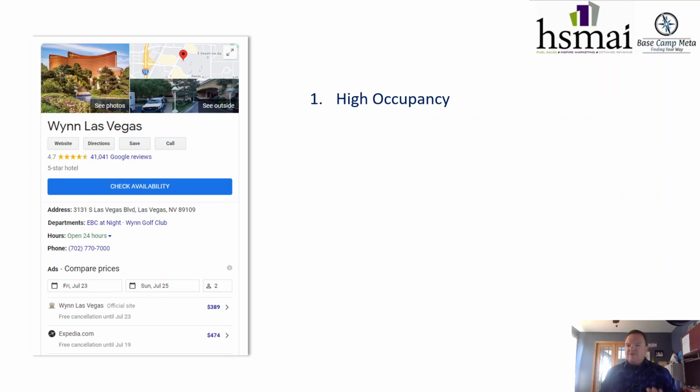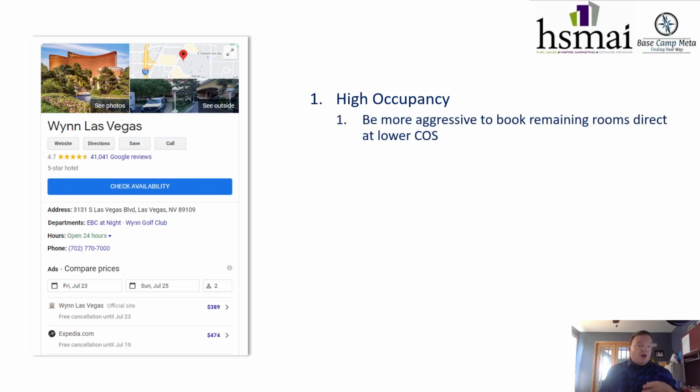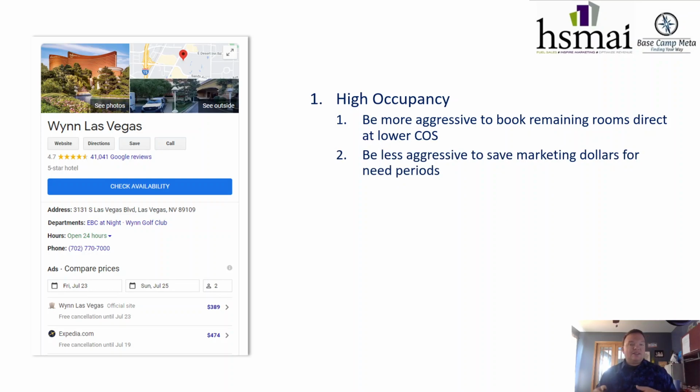So let's say, for example, that you're at high occupancy. On one hand, you could say I want to be more aggressive and book those remaining rooms directly, as opposed to taking them at a higher cost of sale through one of the OTAs. So that's definitely a legitimate strategy. I don't want to pay out the high cost of sale. All I want to take now are my direct bookings. Okay, fine. But also conversely, I could say that I want to be less aggressive to save those marketing dollars for the need periods that we mentioned earlier, right? Both of those are valid philosophies, and it depends upon what your revenue management strategy looks like.